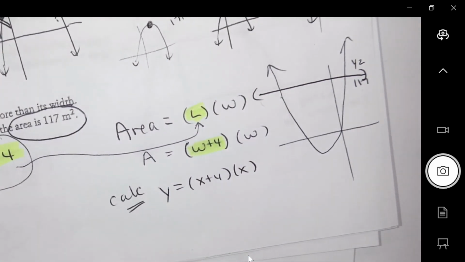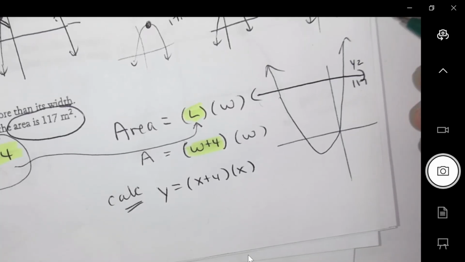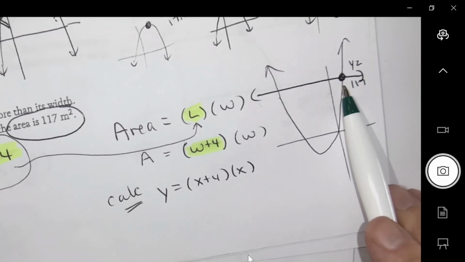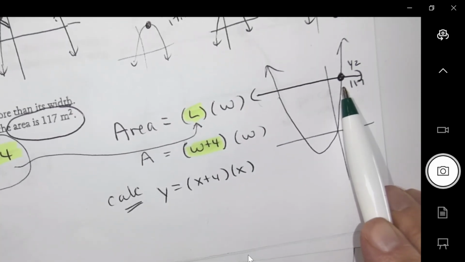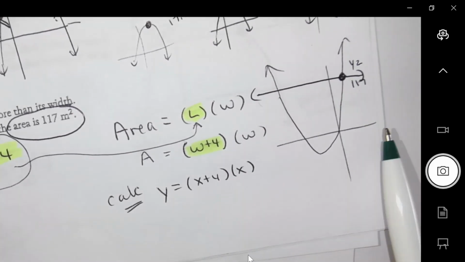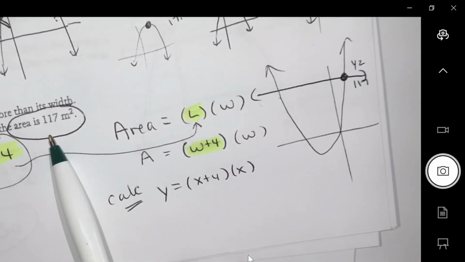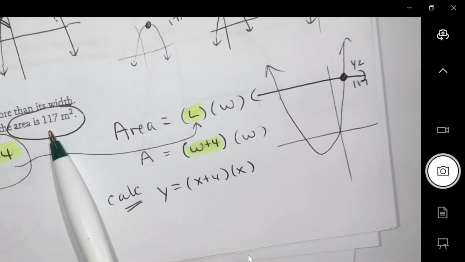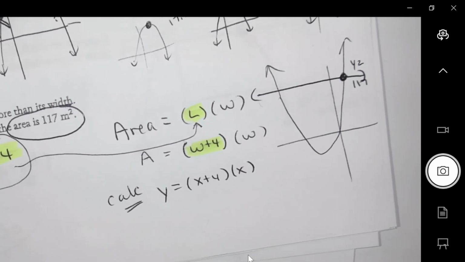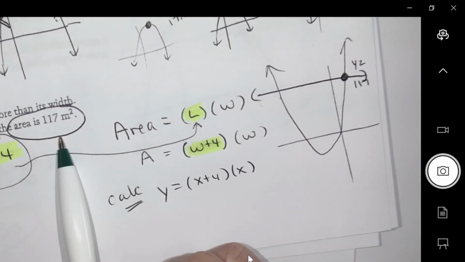Okay. I'm going to find the intersection. What was the second one again? 117. Oh, I want y2 to equal 117.